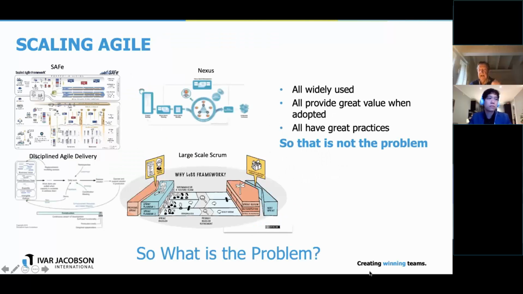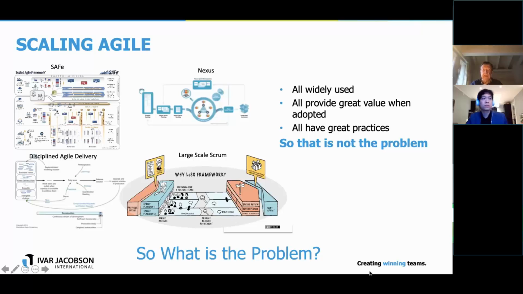Today it's scaling agile. And here you see some of the most famous. The most famous is SAFe. And then you have Disciplined Agile Delivery, DAD, you have Nexus, you have Large Scale Scrum, you have Scrum at Scale. There are many, many, many. And they are all widely used, all provide great value when adopted, all have good practice. So that's not the problem.